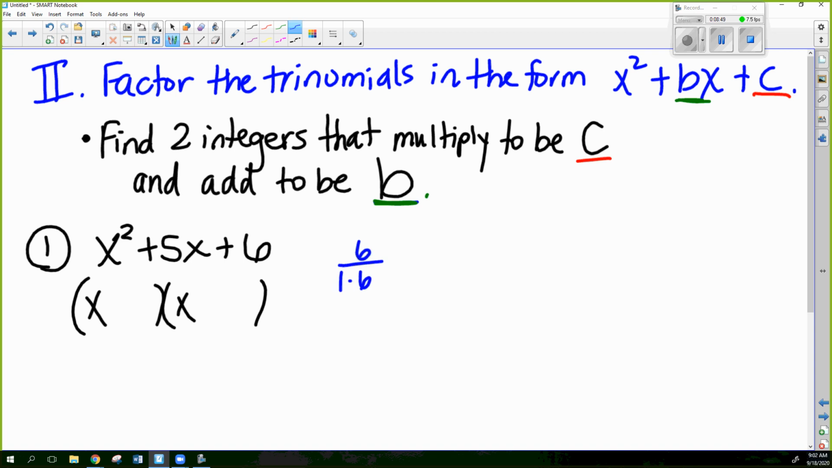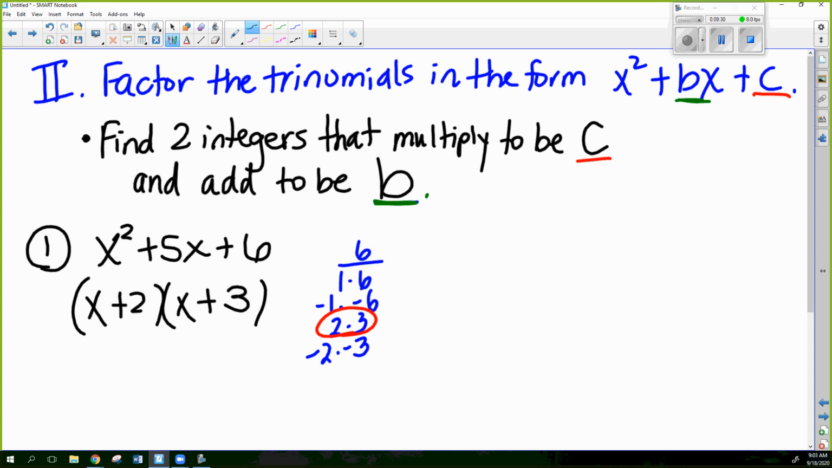Okay, so 1 and 6, but be careful because negative 1 and negative 6 also multiply to be positive. All right, and then 2 and 3, but also negative 2 and negative 3. But I need a pair that adds to be positive 5. And that's my 2 and my 3. Okay? And they're both positive. So I'm going to put plus 2 and plus 3. Is this all coming back to you? A little bit? All right, and that has been factored.